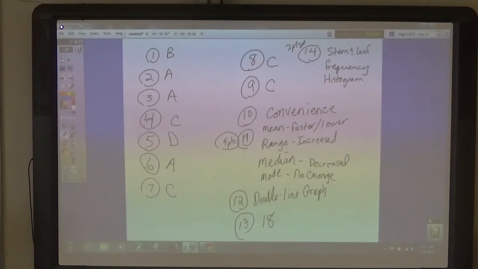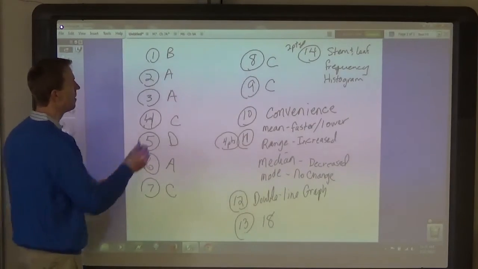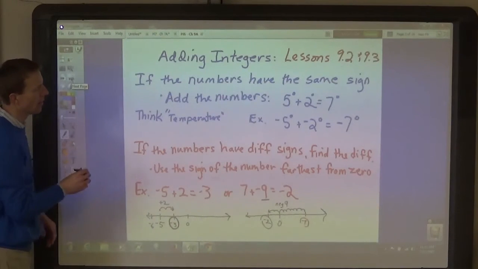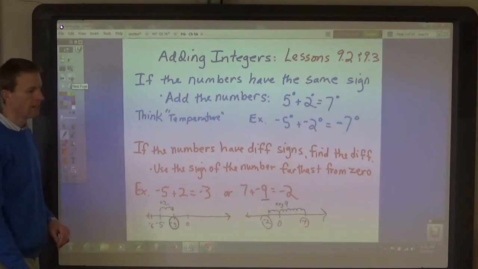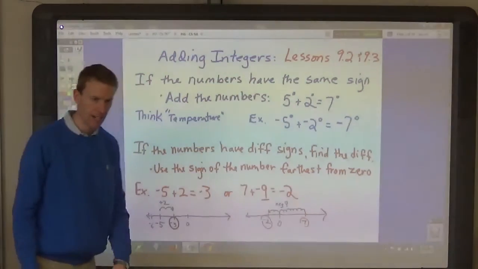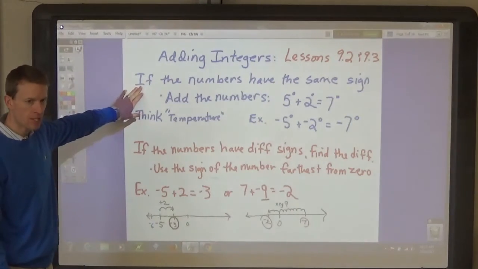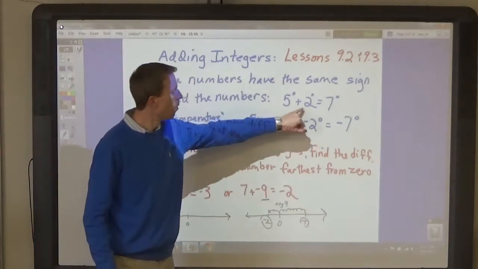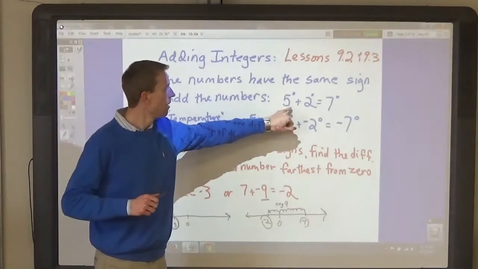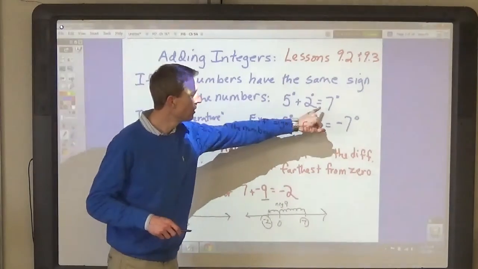So, sixth graders, today we're going to be talking about modeling, adding and subtracting positive and negative numbers. Alright? Now, when you are adding positive and negative numbers, if the numbers that you're adding have the same sign, if they're both positive, like imagine it's 5 degrees outside and it increases 2 degrees. Well, if we add 5 plus 2, it's 7 degrees, right?